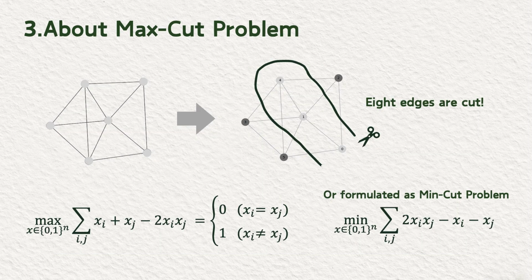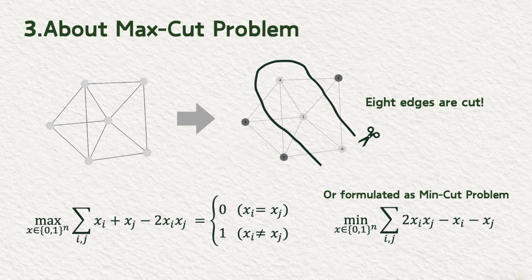Next, let's discuss the max-cut problem, which served as a cost function for this study. The max-cut problem involves dividing the nodes of a graph into two groups in such a way that the number of edges between nodes in different groups is maximized. For example, when nodes are divided into black and gray groups, the edges between nodes of different colors are cut. In this case, there are 8 such edges, so the result is 8.